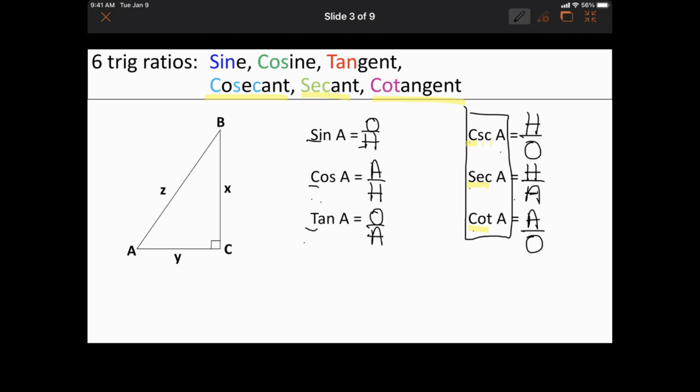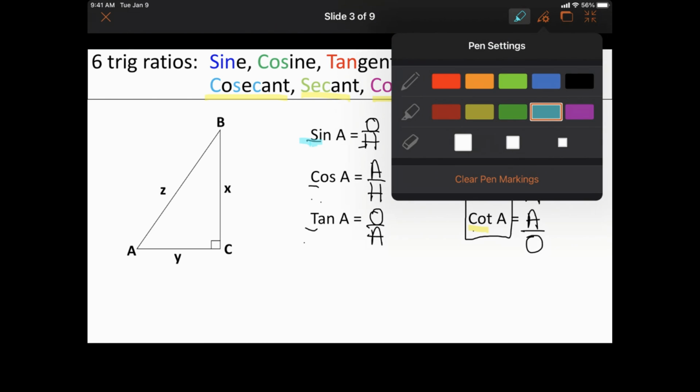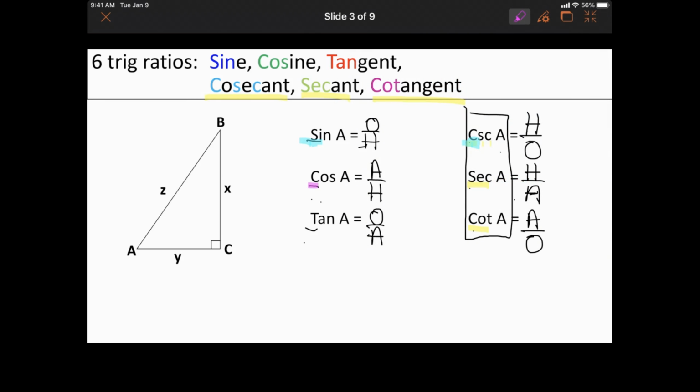Now please note the letters. Students get confused. The sine goes with the cosecant. Do you see they're opposites? The S and the C, they're not the same. They've switched now. And the cosine goes with this S. And then tangent, cotangent.